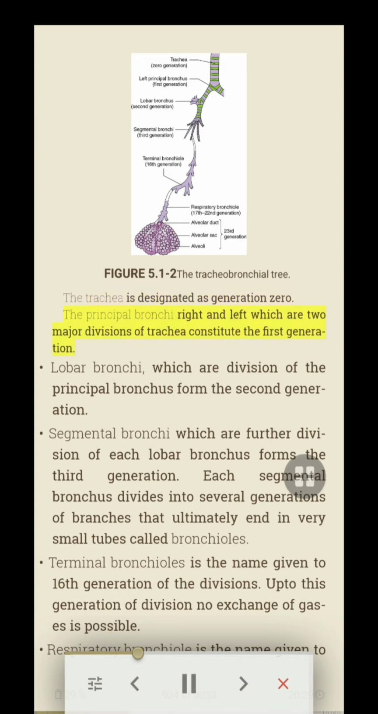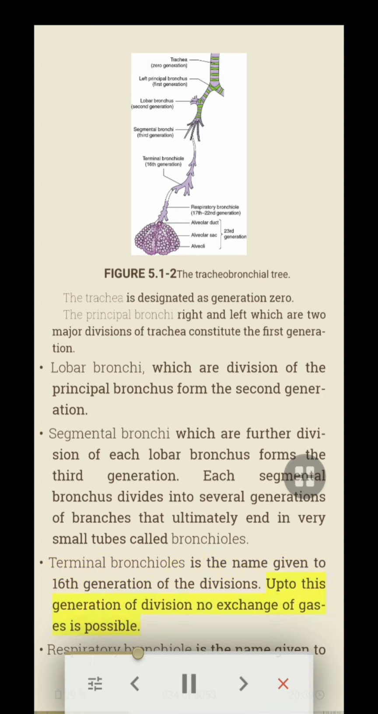The trachea is designated as generation 0. The principal bronchi, right and left, which are two major divisions of trachea, constitute the first generation. Lobar bronchi, which are division of the principal bronchus, form the second generation. Segmental bronchi, which are further division of each lobar bronchus, form the third generation. Each segmental bronchus divides into several generations of branches that ultimately end in very small tubes called bronchioles. Terminal bronchioles is the name given to the 16th generation of the divisions.